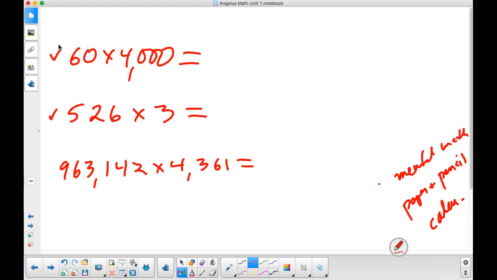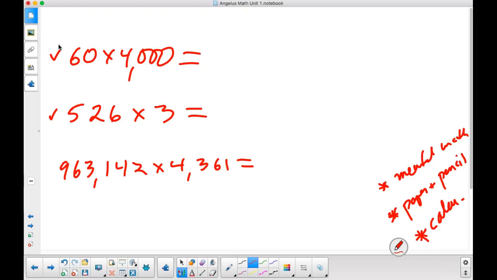You have mental math as an option. You have paper and pencil as an option. And then there will be times when you will have to use a calculator. You will want to use a calculator. You will need to use a calculator. So let's take a look. Which one here is a mental math problem?